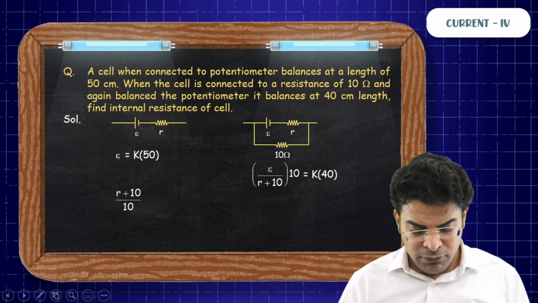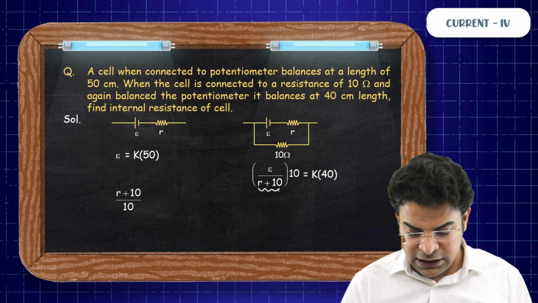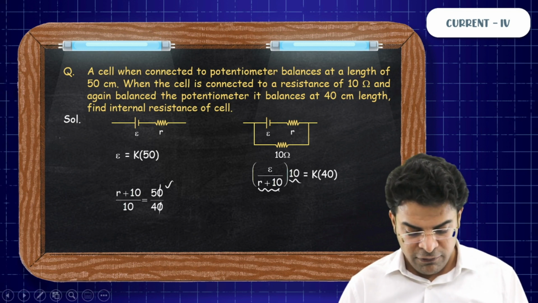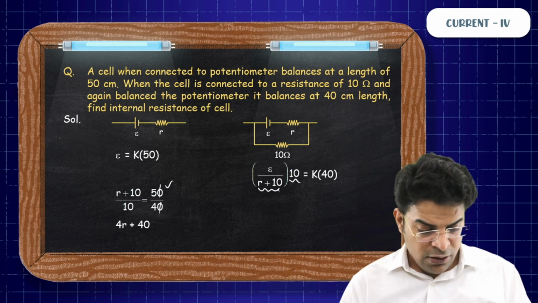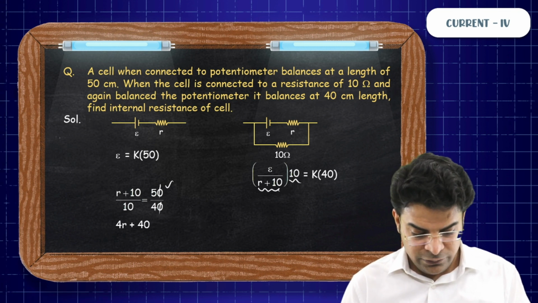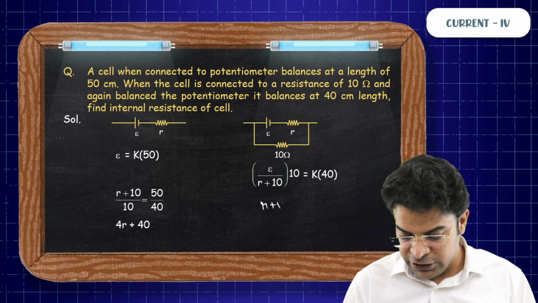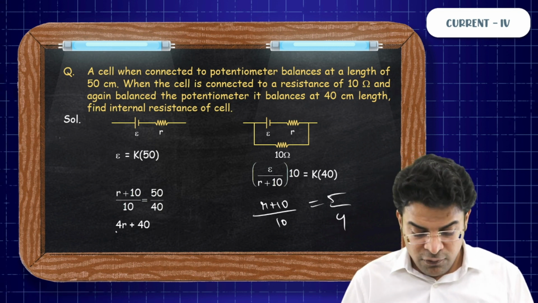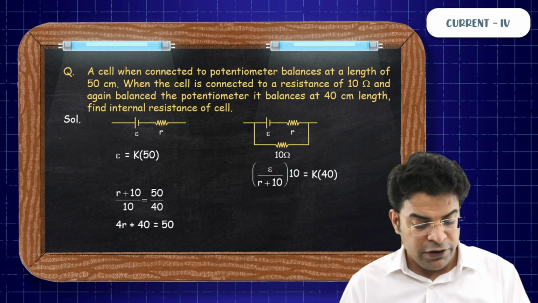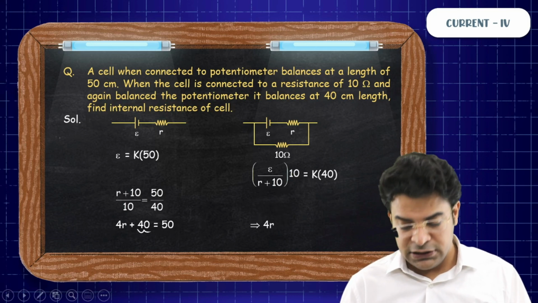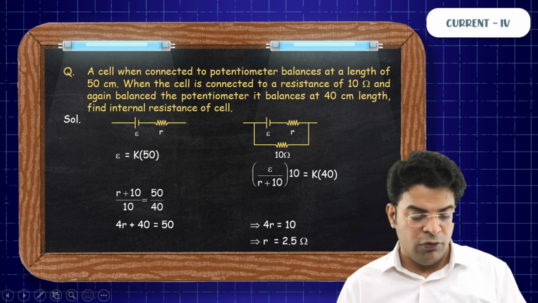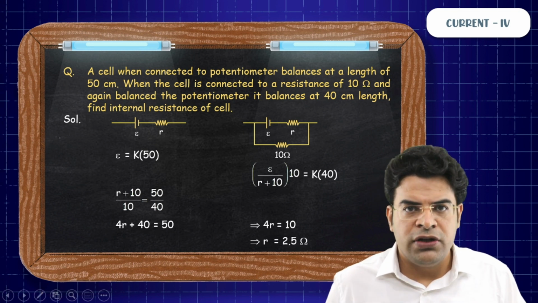Now dividing both sides, you will get (R plus 10) upon 10 is nothing but 50 by 40. So you get here 5 by 4. If I have written (R plus 10) by 10 equals 5 by 4, cross multiplying, you will get 4R plus 40 equals 50. Bring this 40 to the right hand side, so you get 4R equals 10, or R comes out to be 2.5. So that's all in this hour.